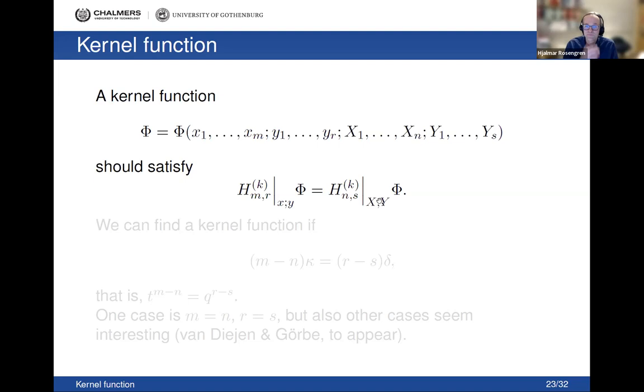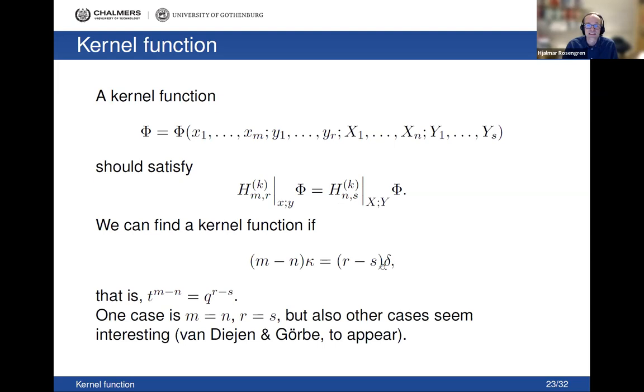And we can find such a kernel function if you have this relation between kappa and delta, or in multiplicative notation, T and Q are like exponentials of these things. So it means that T to the M minus N is Q to the R minus S. And of course, one case that's interesting is when M is N and R is S, this holds automatically. But we think that there could also be other interesting cases. And you could actually see some recent papers by Felipe van Diejen and Thomas Gerbe, where they study, I mean, not the deformed model, but the Rosengren model with these type of restrictions, and they find some finite dimensional reductions and relations to some fusion rings and stuff. So this type of relations could be interesting.